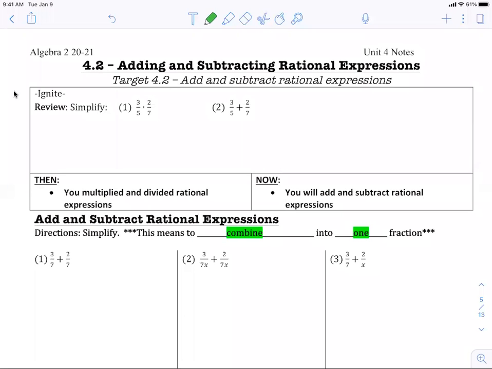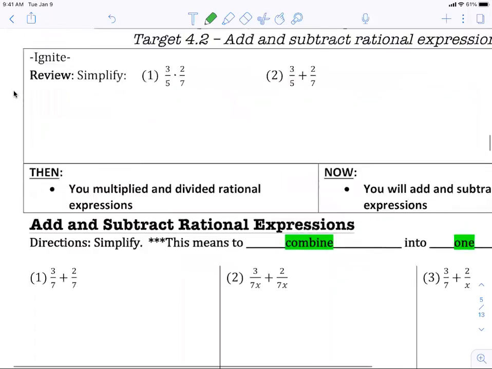Hello everyone. Today we're going to be talking about adding and subtracting rational expressions. So kind of doing all the different operations. We did multiplication and division yesterday. And then today we're going to be talking about addition and subtraction of those rational expressions.